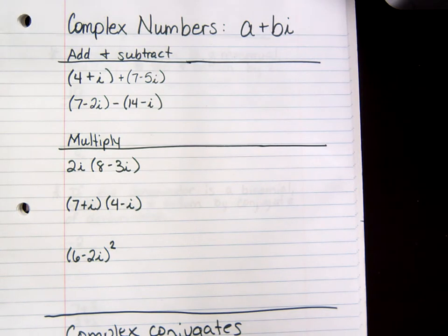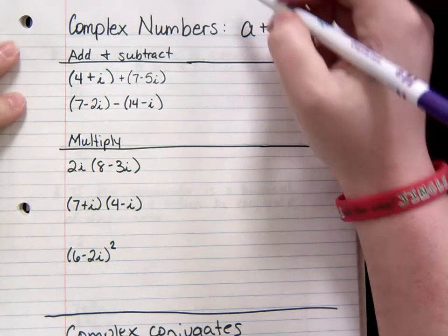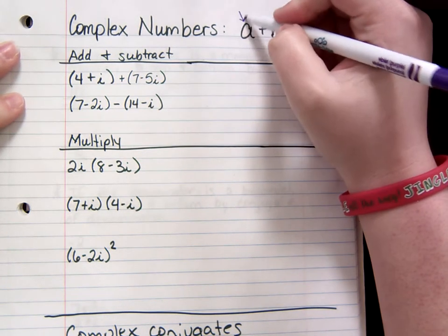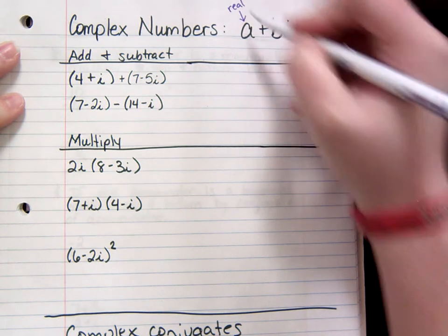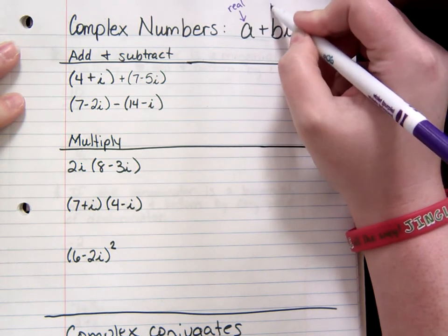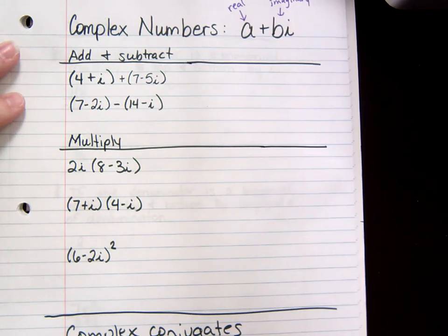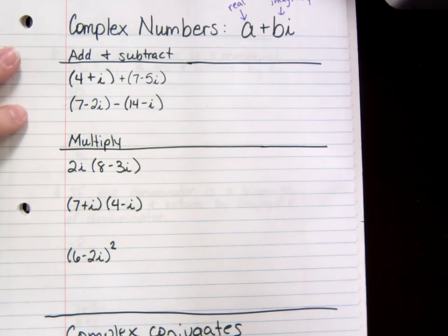In this video, I'm going to be discussing complex numbers. Now, complex numbers are written in the form a plus bi, where a is a real value and bi is an imaginary value. Now, you can do different operations with complex numbers just as you can with real numbers.